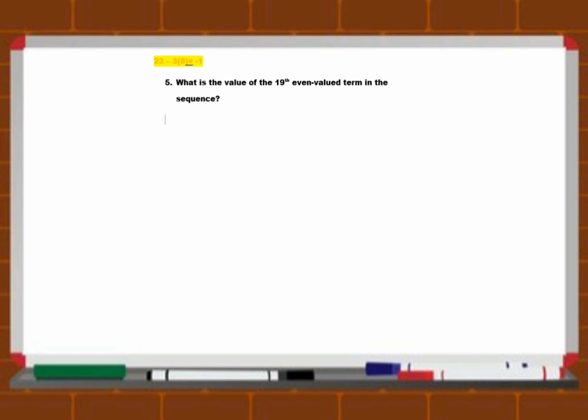Okay, so the last question is asking for the value of the 19th even valued term, right? So the first thing you'll notice about this particular sequence is that it has an even number, odd number, even number, odd number, right? So in this instance, we are looking for the 19th even number of this equation, right? How do you get the 19th even value of this equation? You say, what's 19 times 2? 19 times 2 is 38, right?